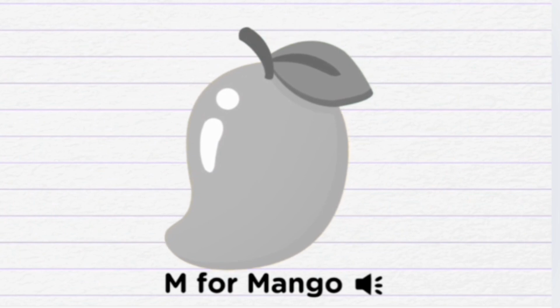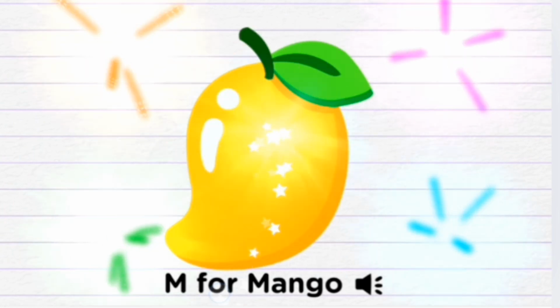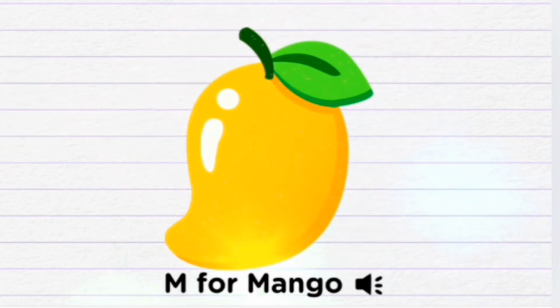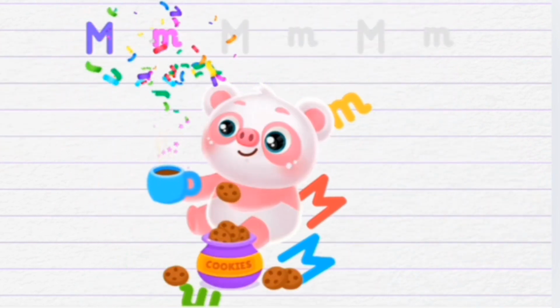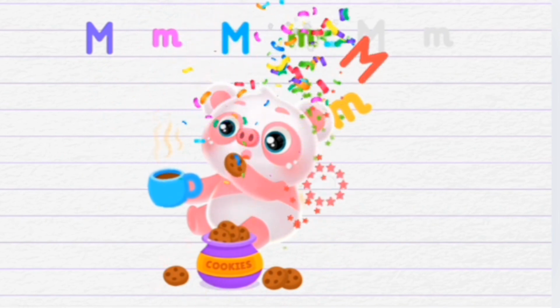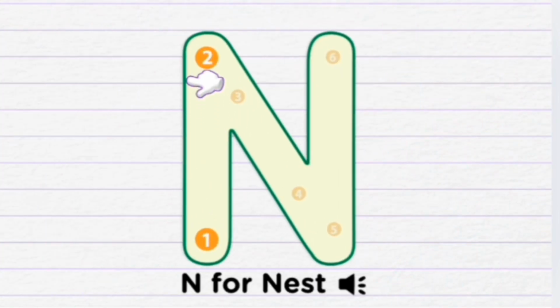M. M is for monkey. Mango. Now color mango with yellow color. Yellow mango. Find M, M, M, M, M. Wow, excellent. Next is N.